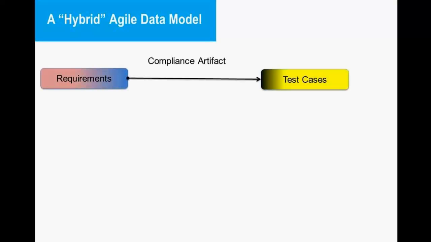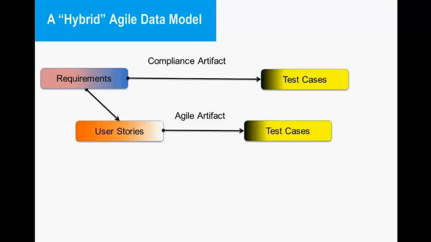Our hybrid agile data model for today is, in this example, we start with requirements and we have some test cases. So there's our V model. And these are some compliance artifacts. And based on these requirements, we create user stories, which are more granular than these requirements, where we describe what needs to be implemented by our development team. And of course, for these user stories, we also have test cases. Maybe because of the testing, we might also have some defects which are linked to these test cases.